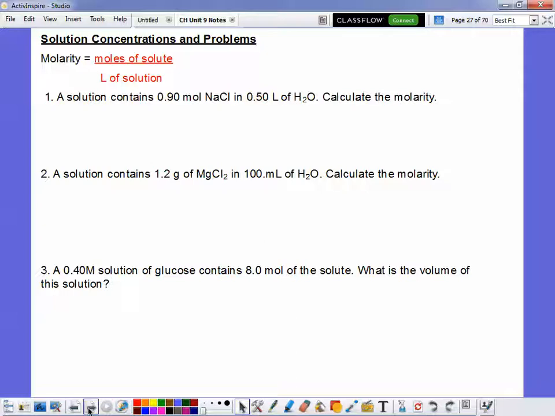A solution contains 0.90 moles of NaCl in 0.50 liters of water. Calculate the molarity. Which substance in this problem is my solute? NaCl, that's the substance that is being dissolved. So sodium chloride, NaCl, that's my solute. And therefore, what does that make water? The solvent. The NaCl dissolves in the water, forming the solution.